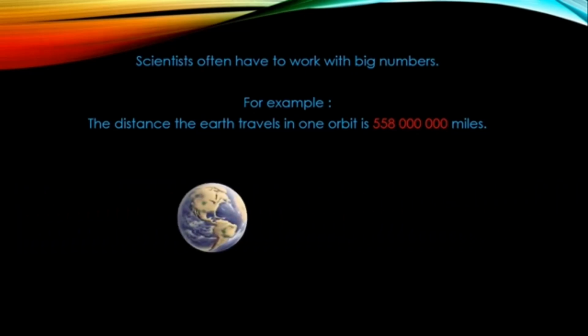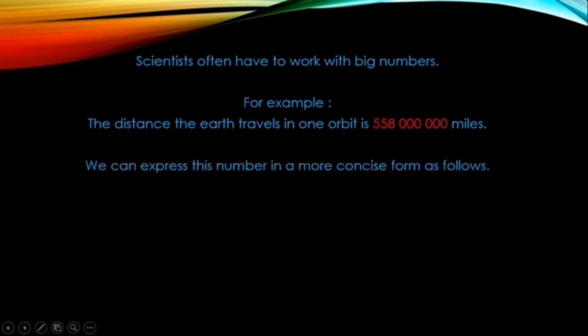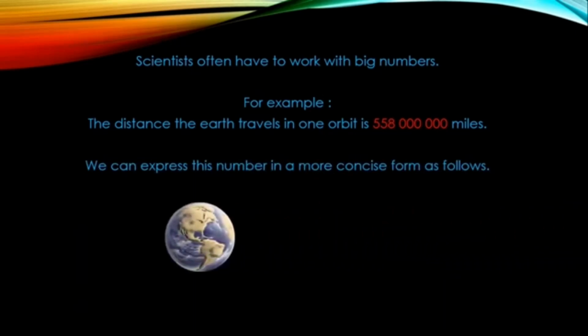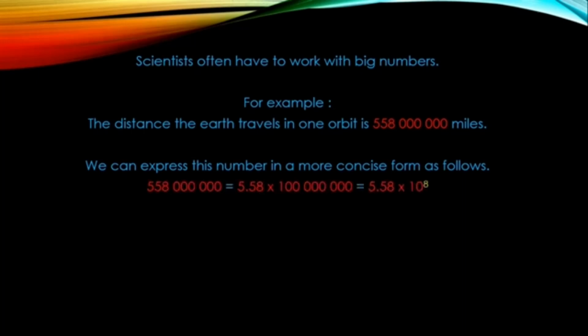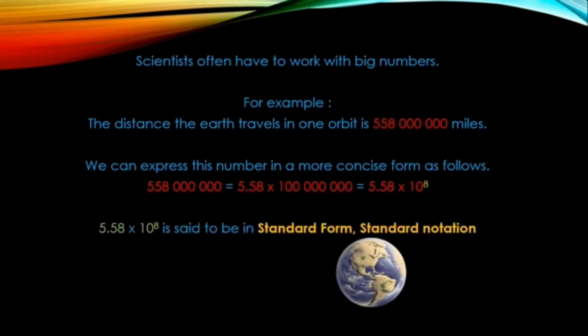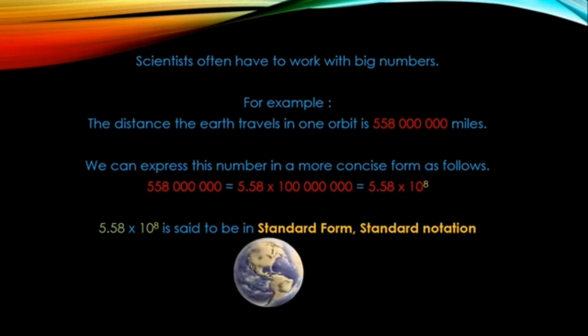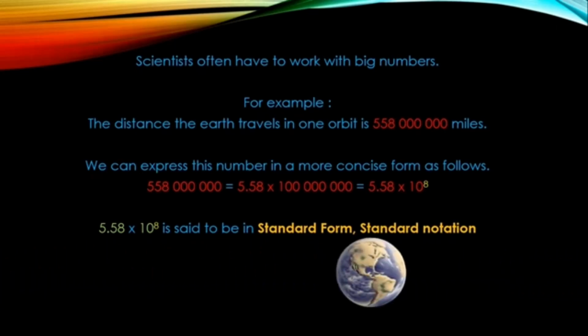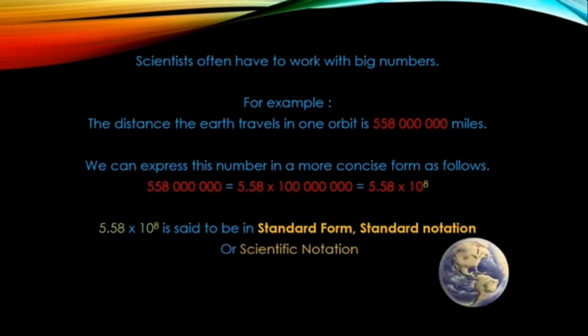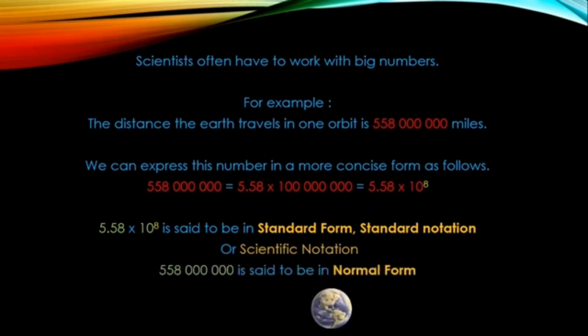That is in its pathway around the Sun. We can express this number in a more concise form to avoid ambiguity and the trouble of writing a large, complicated number with a lot of zeros. We can simply convert it to standard form. It will become 5.58 times 10 to the power 8. So this number is now written in what we call standard form, standard notation, or scientific notation. The ordinary number is said to be in normal form.